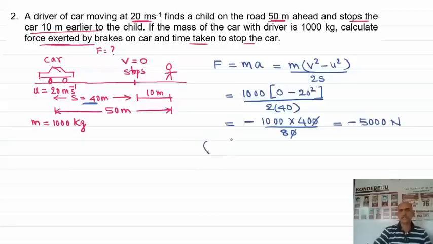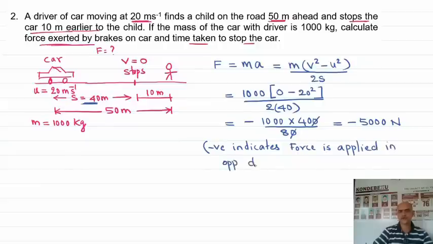So what does the negative sign indicate? Negative indicates that force is applied in the opposite direction of motion. Negative indicates retardation, or force is applied in the opposite direction of motion. Is it clear? That is the first part.